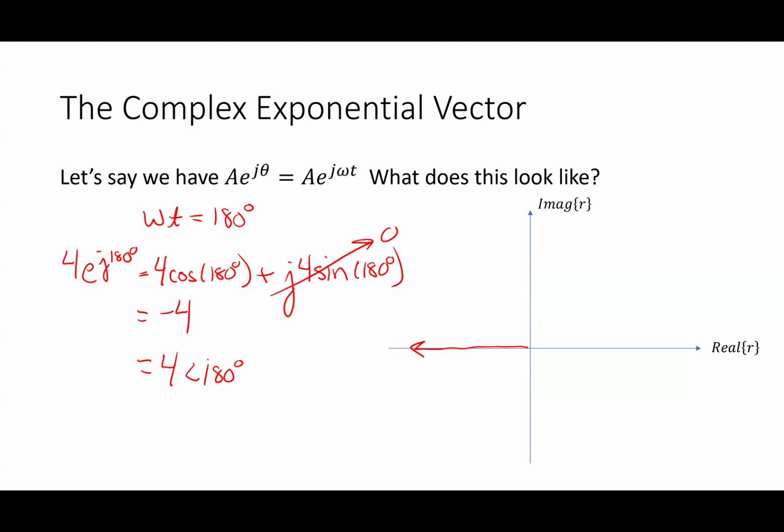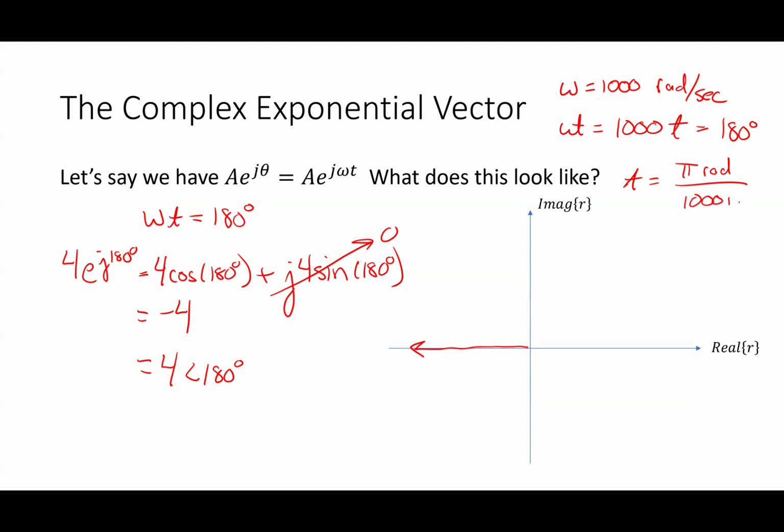Now the other question I could ask is, what time would this happen? Well, if my omega was equal to 1,000 radians per second, and I said to myself, what time did that happen? I could say, when is omega, 1,000 times t, equal to 180 degrees? I do the same thing I did before. Basically, I would end up saying, when is t equal to pi radians divided by 1,000 radians per second?